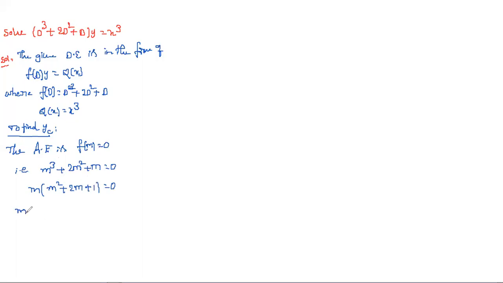By null factor, m = 0 is one root, and the other equation we are getting is the quadratic m² + 2m + 1 = 0. This is simply (m + 1)², so m = -1, -1. Out of the 3 roots, 1 root is real, and that is 0, and the remaining 2 roots are equal.